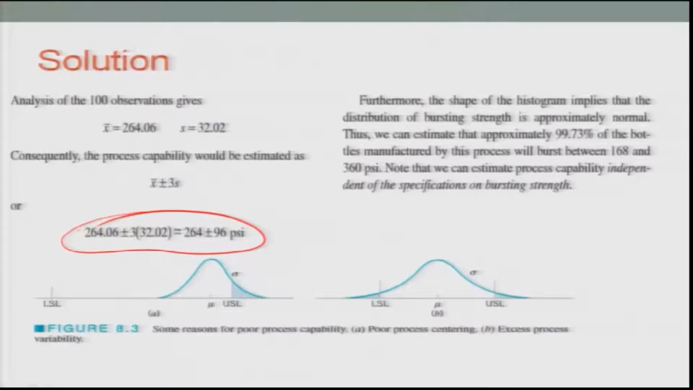Thus, we can estimate that approximately 99.73 percent of the bottles manufactured by the process will burst between 168 and 360 psi. Note that we can estimate process capability independent of the specifications on bursting strength. So based on that, you try to find out the average value, and the dispersion which is there below and above the mean value.